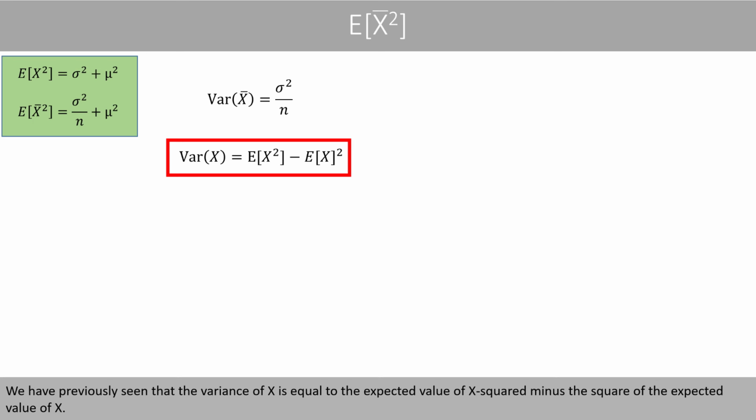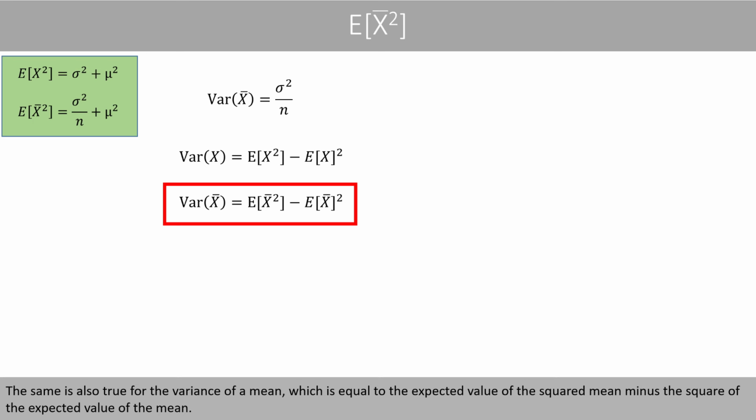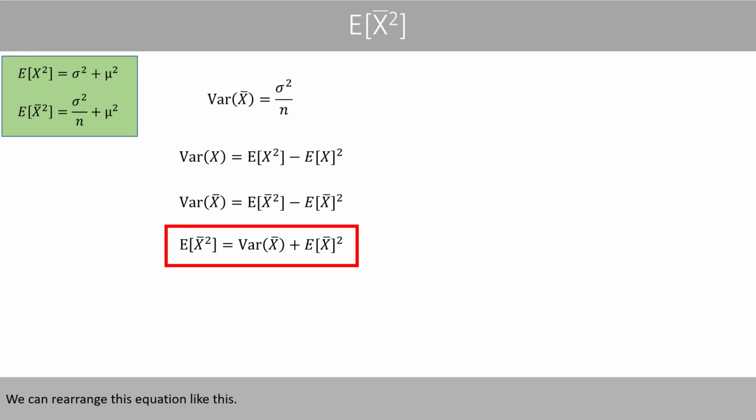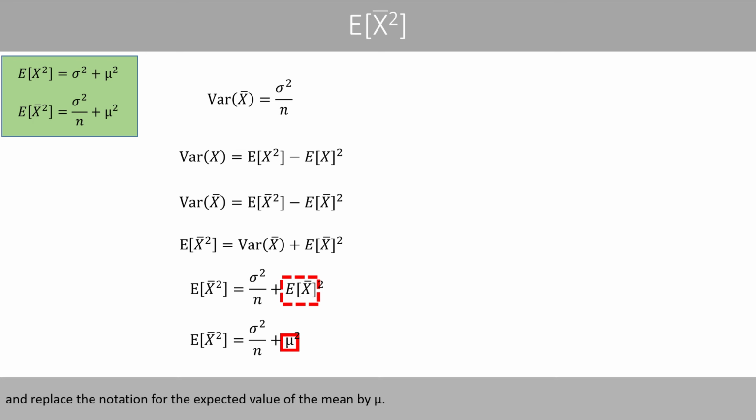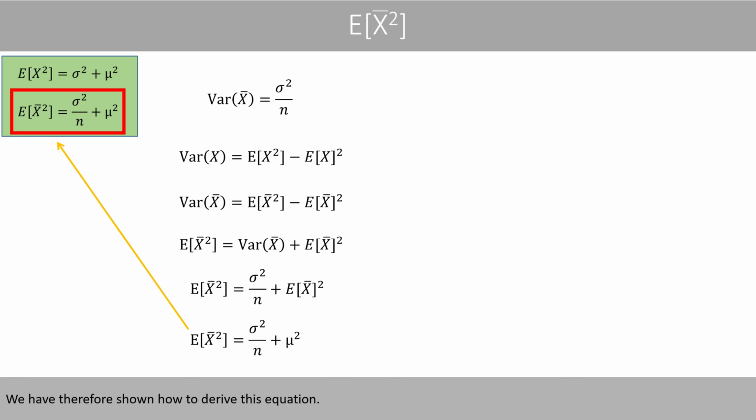We have previously seen that the variance of x is equal to the expected value of x squared minus the square of the expected value of x. The same is also true for the variance of a mean, which is equal to the expected value of the squared mean minus the square of the expected value of the mean. We can rearrange this equation like this. We then substitute the variance of x bar by sigma squared over n, and replace the notation for the expected value of the mean by mu. We have therefore shown how to derive this equation.